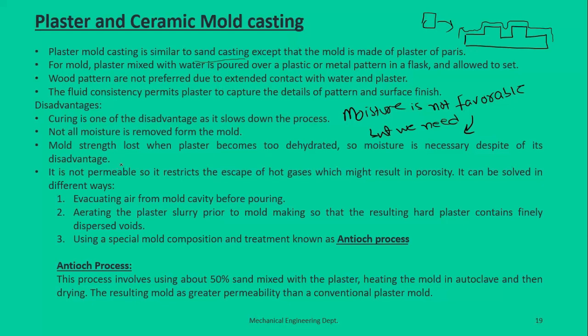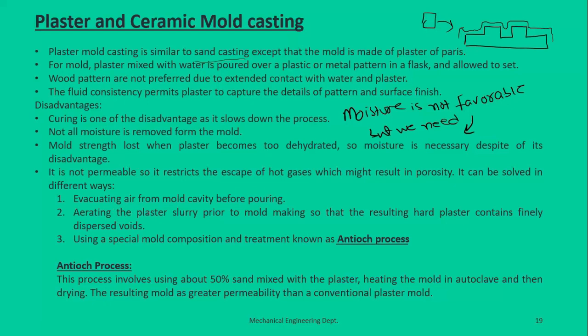One of the disadvantages in the plaster mold casting is that it's not permeable, so it restricts the flow of the hot gases outside of the mold cavity, which ends up forming porosity in the final product. To overcome this problem of lack of permeability in the mold material, there are multiple ways. We evacuate air from the mold cavity before pouring. So what we do, once we have the mold material in the mold cavity, we create a vacuum or we remove the air from the mold cavity and then pour the material afterwards.